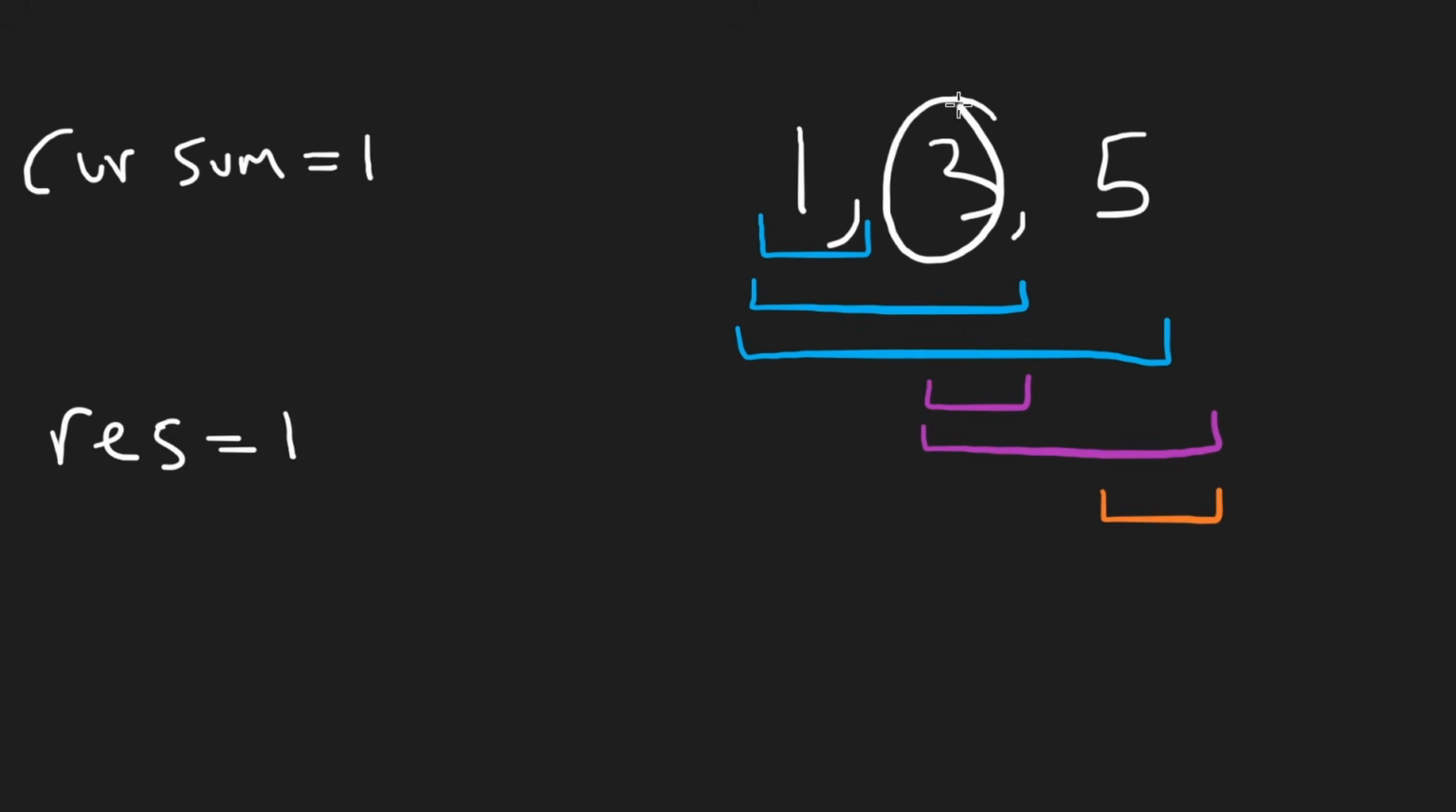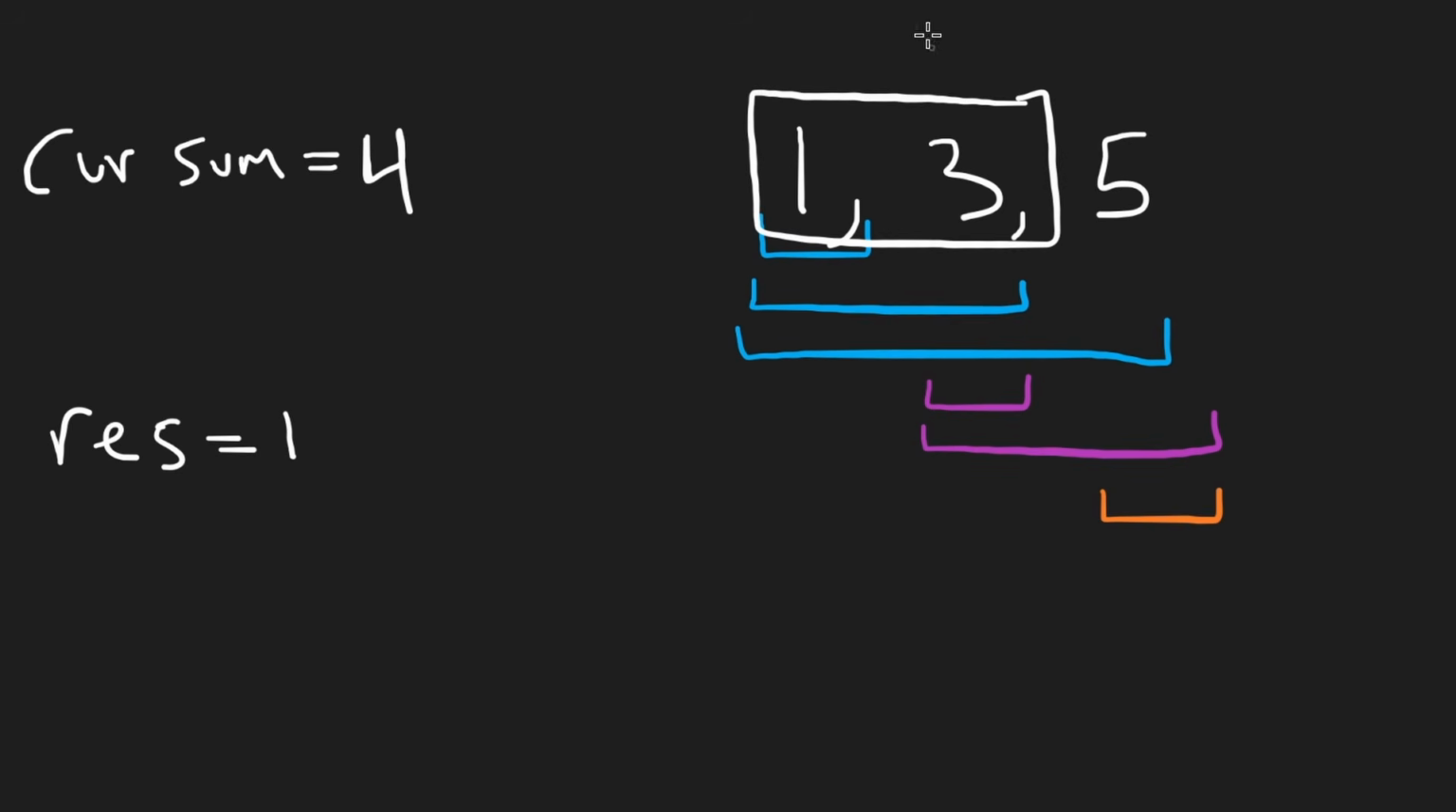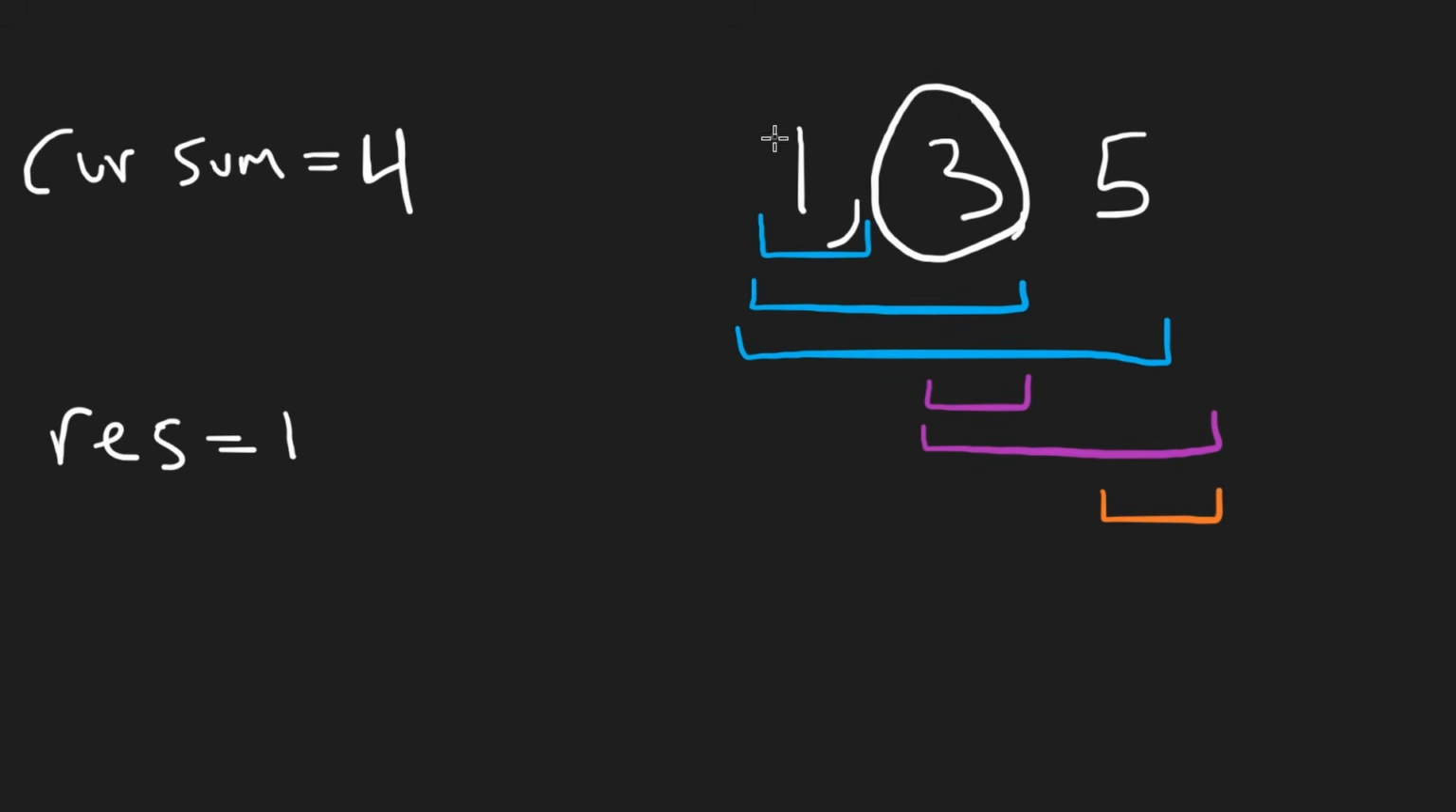Then we add the next element. So 1 plus 3, and now I have 4. So I'll just draw that like this. Now I have 4. So that can tell me whether this subarray is odd or even. And this time it is even, so we do not increment our result. But it can't tell me all the subarrays ending at this element. I did get one subarray ending at this element, but I don't have every subarray ending at this element.